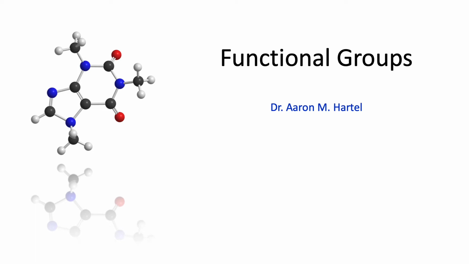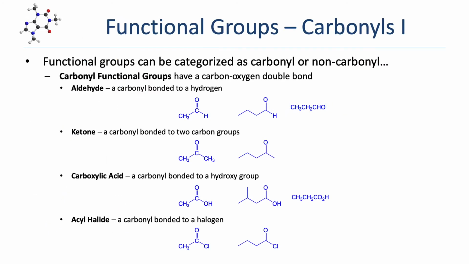Now, later on, we're going to learn how to name all kinds of different compounds beyond just alkanes, compounds that have lots of different kinds of functional groups associated with them. I think it's useful to actually learn the names of the important functional groups early on when you're studying organic chemistry. We're going to break down the functional groups into two subcategories, those with carbonyls and those without carbonyls.